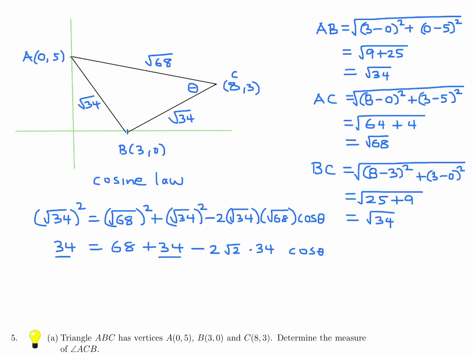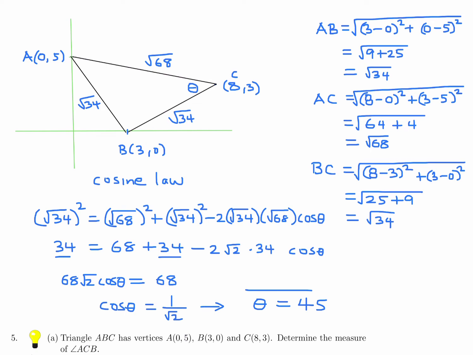So this 34 cancels with that, so all I'm left with is 68. And if I put the negative on the other side, 2 times 34 is 68, so that's 68 root 2 cos theta. Then isolating for cos theta, I get 1 over root 2. And then you can get out your calculator and figure out easily that theta is 45 degrees. And that's it. So number 5A is complete.